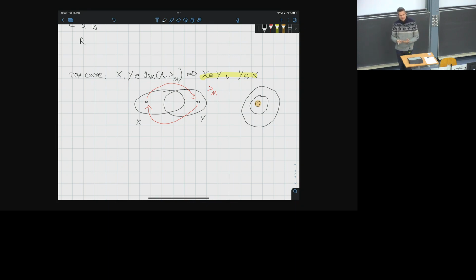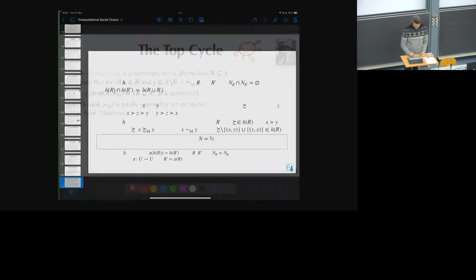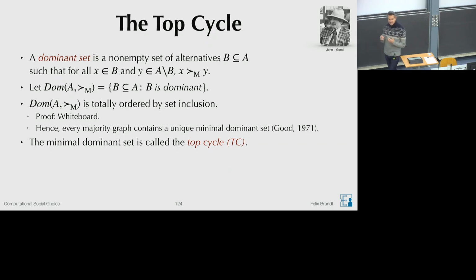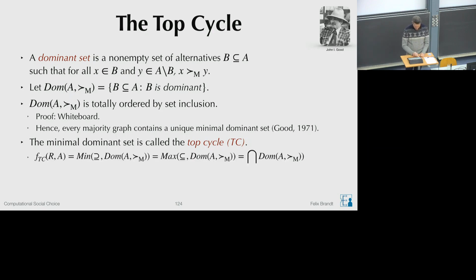Okay, so it's quite a natural notion, right? Because if you think about it, it seems like a set theoretic extension of the Condorcet principle, because the Condorcet winner dominates all the other alternatives, and the dominant set is a set that consists of alternatives that dominate all the other alternatives. Okay, so because of this statement that they are totally ordered by set inclusion, every majority graph contains a unique minimal dominant set. And this minimal dominant set is called the top cycle, or we will also call the function that returns the minimal dominant set for every majority graph, we will call this social choice function the top cycle social choice function. And we are going to denote it by F subscript TC for top cycle.